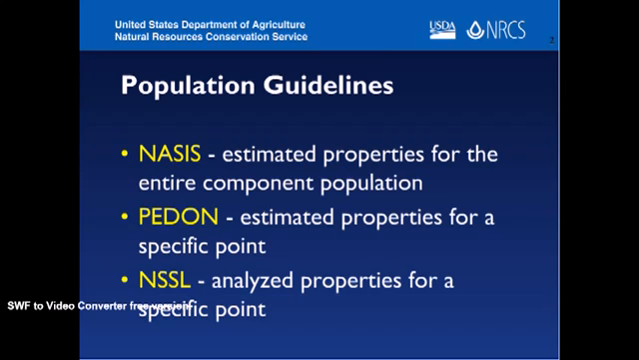The first one is NASIS. NASIS is considered an estimated soils property database. Why do we consider it estimated? Because we have an entire component population that we have to be able to estimate what the soil properties are for anywhere in that given population of that named component.